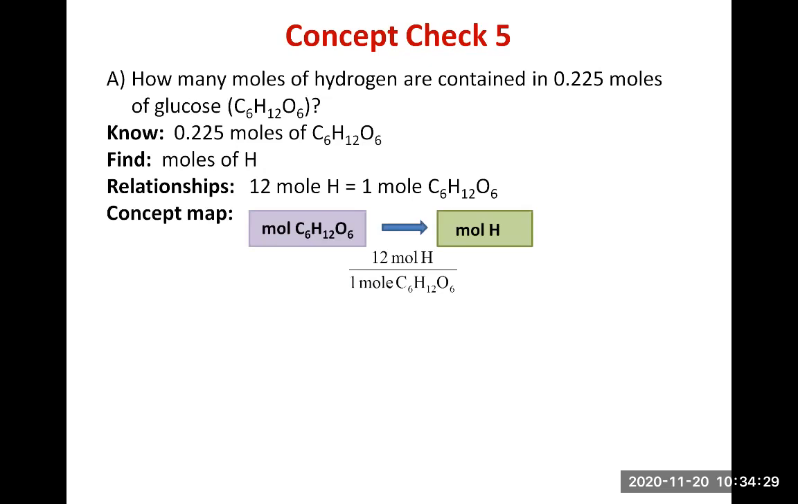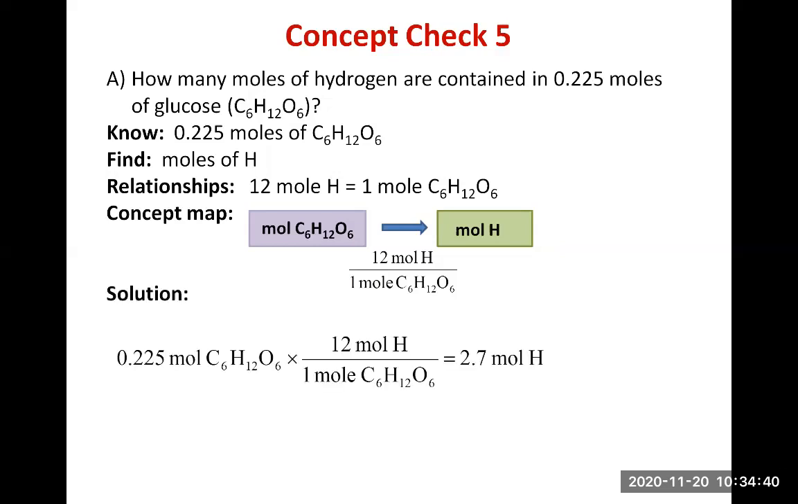Because we start with a given amount of moles of glucose, we will want to use the conversion factor with the moles of glucose on the bottom. And so the full answer will look like this. You take the given amount, 0.225 moles of C6H12O6, multiply by 12 moles of H over 1 mole of glucose. And we see that the moles of glucose cancel. In the calculator, you do 0.225 times 12, and the calculator answer is exactly 2.7 moles of hydrogen.